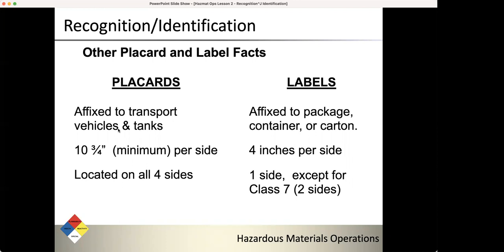It's also not a diamond shape. Technically, it's a square on point. A little trivia that will not be on the test, but you can impress your friends. Square on point. Labels are affixed to packages, containers, or cartons. They're about 4 inches per side, and usually they're just on one side, except for class 7, which is radioactive, and needs to be on 2 sides.